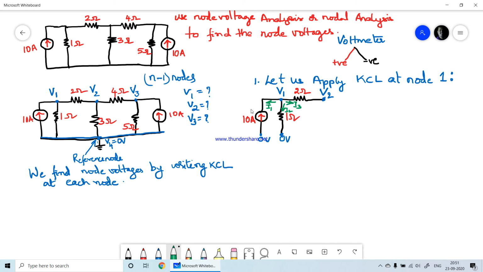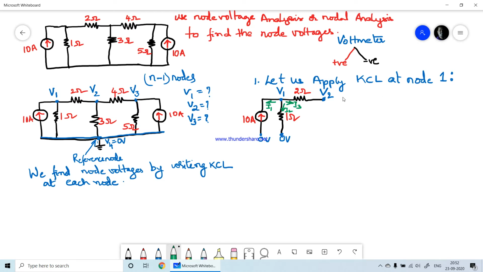It is my assumption. You can assume all 3 entering, but you cannot consider I1 entering, I2 leaving, or I3 entering. You can't mix it up. Either all 3 currents should enter the node, or all 3 currents should leave the node. Okay, this step, assuming the currents leaving the node, is to write the current equation for each branch using KCL. Kirchhoff's current law we are using to write the current equation for each branch.